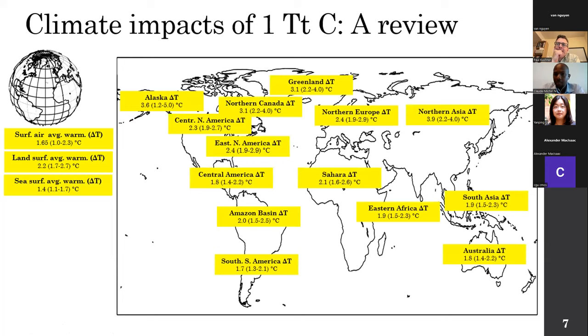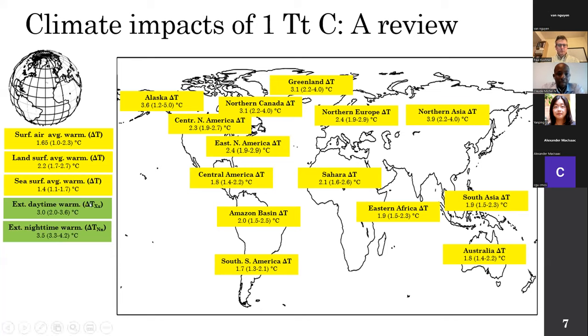For different regions, we find that regional warming scales linearly with cumulative emissions in many regions. The big picture is that the northern high latitudes will warm at least relatively twice as much, a little higher than the global average. Tropical regions will experience warming slightly higher than the global average, and the southern hemisphere regions will warm about the same as the global average in terms of surface air temperature.